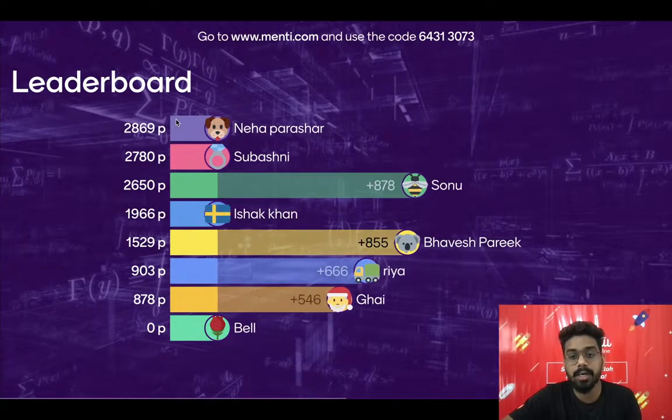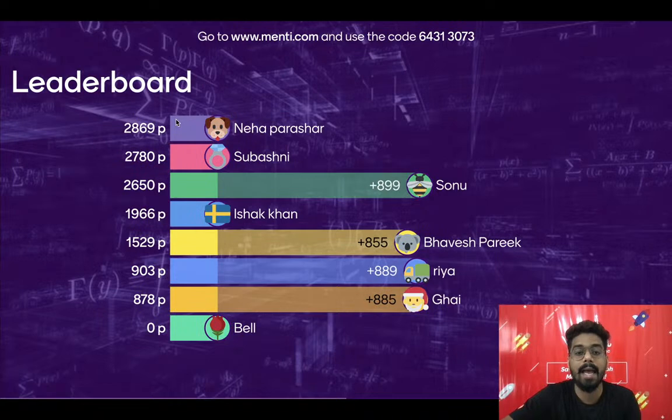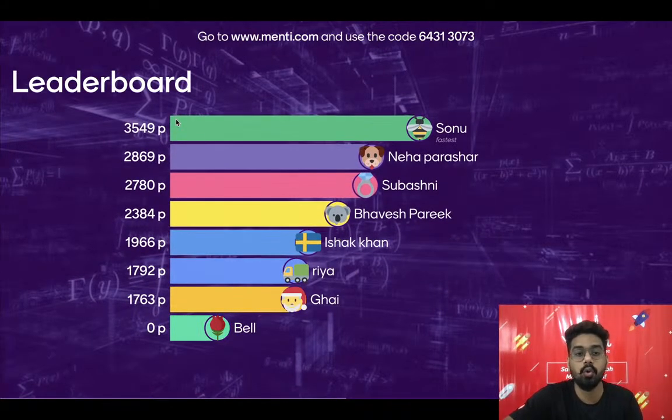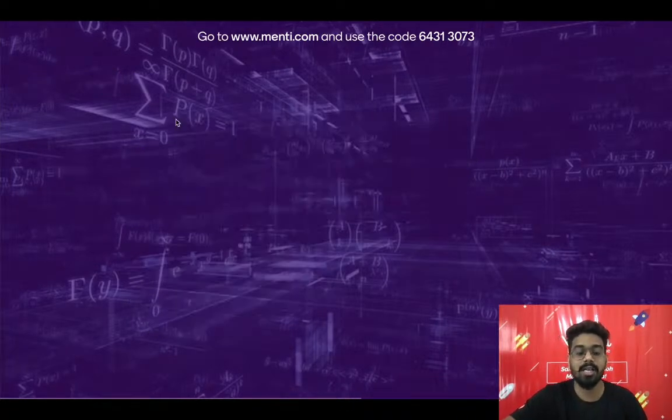So Bhavesh, Ria, Sonu and Ghai have given the answer for this question. 4 people, and Sonu was the fastest and is now at the top. This is, I would say, a very volatile performance, that after every question the topper is changing. So Subhashini and then Neha and then Sonu and then Ishak. Let's see who will be the next topper now.